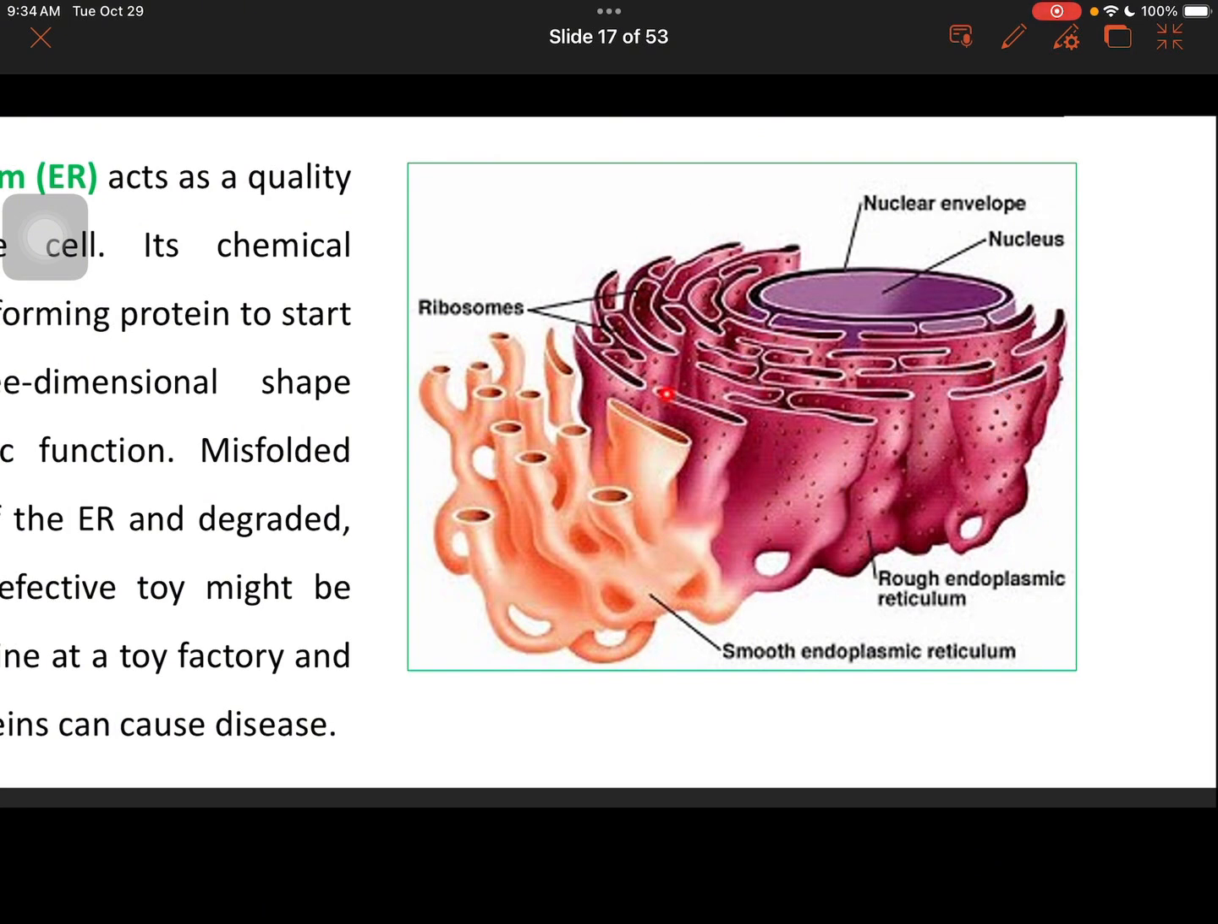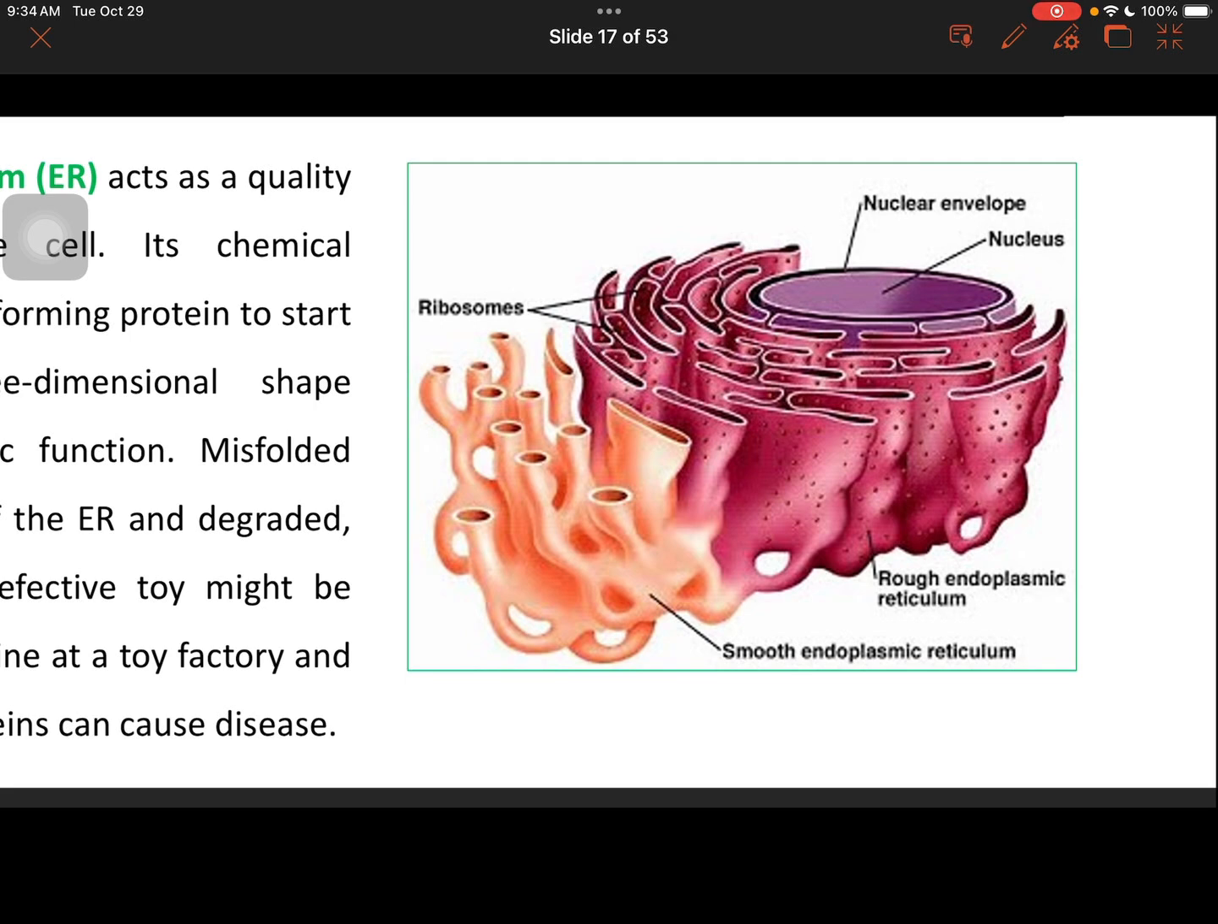Ngayon, since maraming ribosome sa rough ER, and the ribosome ang nagpe-perform ng protein synthesis o protein production, dyan po ginagawa lahat ng protein synthesis, packaging, and transport. Okay ho? So, si rough ER, once again, dyan ginagawa ang protein synthesis, packaging, and transport.